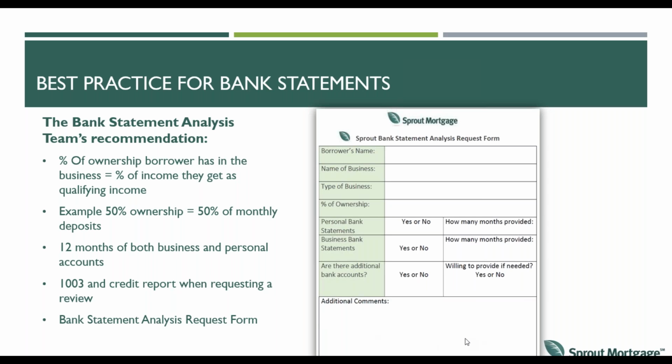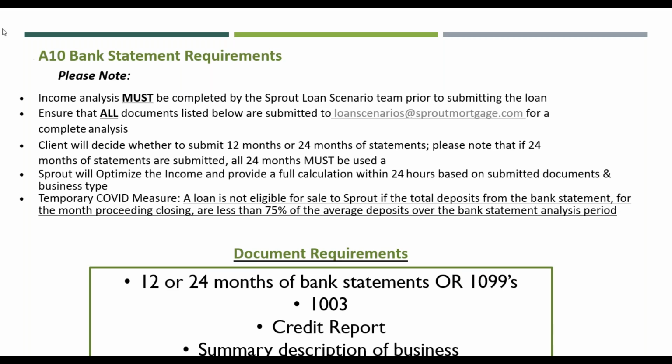It really helps them, when they start doing your loan scenario or doing their bank accounts, to know what it is. Is it a restaurant? Is it a dry cleaning? Do I have a courier service? Let them know what your borrower does. Okay. Some of the requirements that we're looking for: the income analysis, like I said, must be done. Ensure all documents listed below are sent to the loan scenario team. So they need the bank statements, the 1003, credit report, and that summary. If you don't give this to them, they're going to struggle. It's going to slow down your turn time. So please make sure you give them all these requirements.